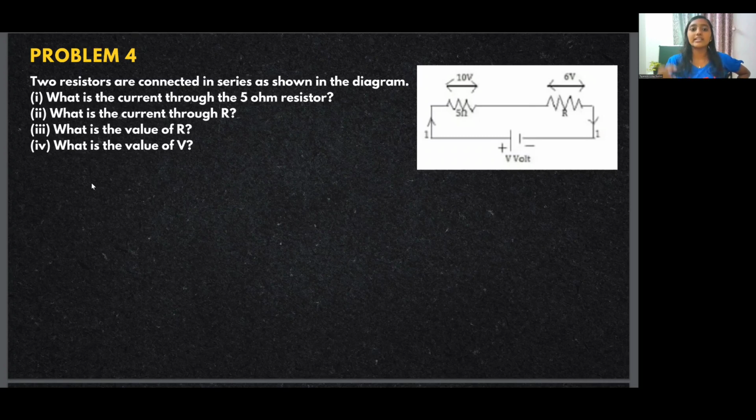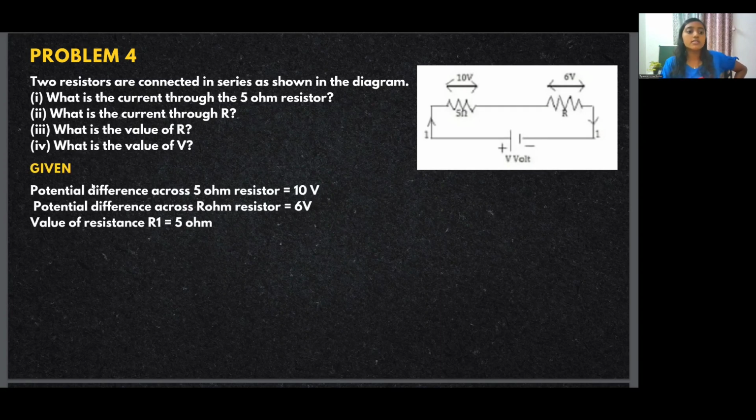So 2 resistors are connected in series as shown in the diagram. Okay, now again 4 sub-parts. Look at the diagram. First bit says, what is the current through the 5 ohm resistor? The 5 ohm resistor is given on the left, and the voltage across it is written as 10 volts, right? So what we know is that the potential difference across the 5 ohm resistor is 10 volts, across the R ohm resistor is 6 volts, and the value of resistance R1 is 5 ohms. That's what is given to us.